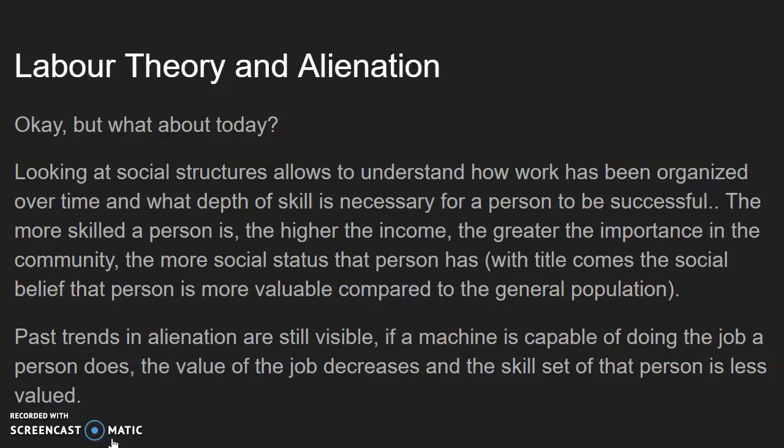Past trends and alienation are still visible as well, because people also feel devalued if a machine is capable of doing the job a person does. The value of the job decreases and the skill set of that person is less valued. Now take that, and this is not offensively to anybody who works in this field, but take that when you think about something like Canada Post.